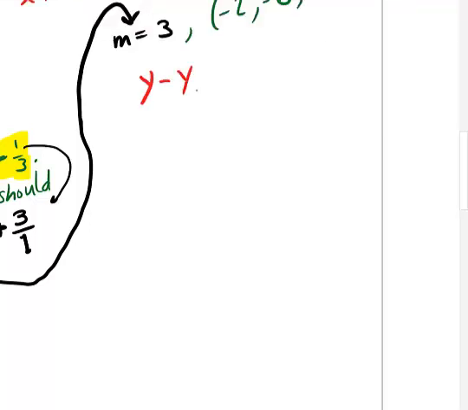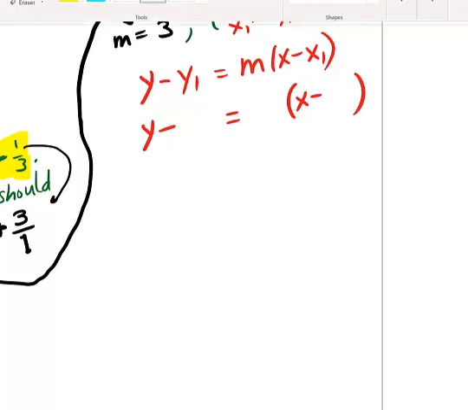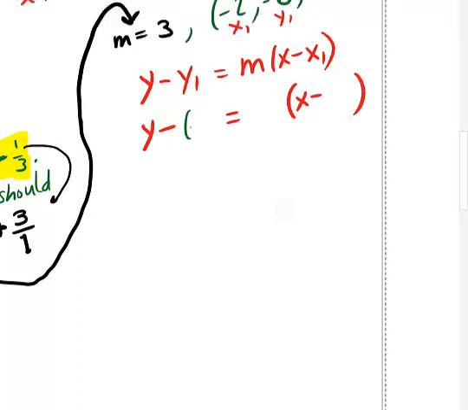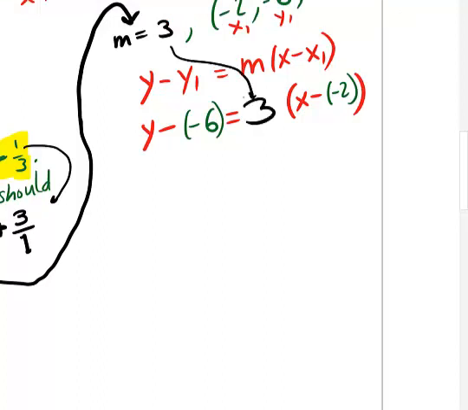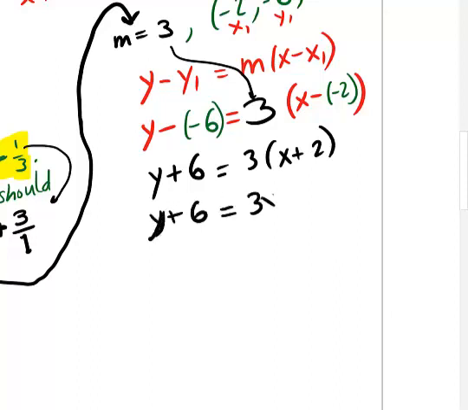y minus y1 equals m times x minus x1. If I substitute those in, x1 is -2, y1 is -6, then I should have what I need. y minus y1 equals m, which is 3, times x minus x1. So y1 was -6, x1 was -2, and the slope was 3. Let me simplify this. This is y plus 6 equals 3 times x plus 2. And then I can distribute the 3, which makes it 3x plus 6.